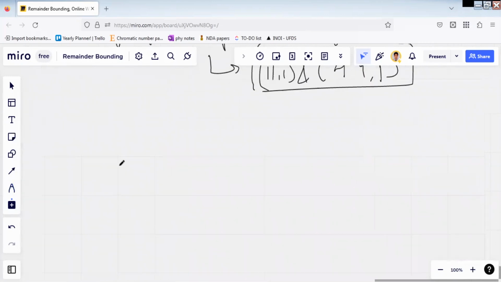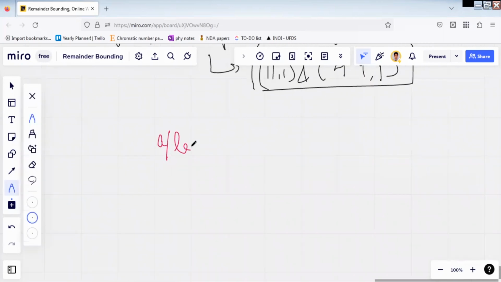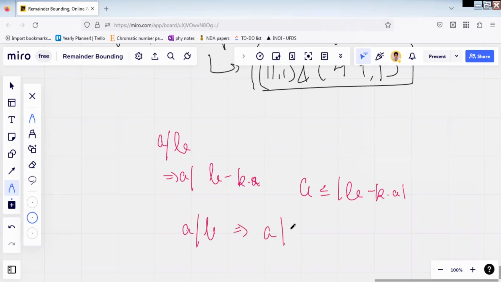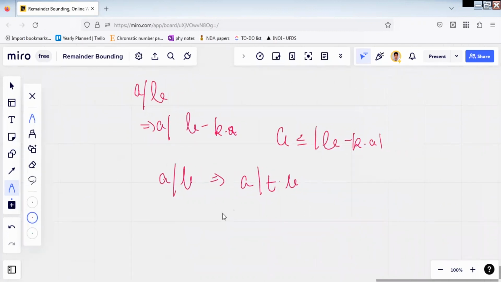So whenever you have that A divides B, then we can write this as A divides B minus KA for some appropriate value of K, which makes taking the bounds easier, such that this gives you a nice contradiction. But there is more which we can do, just as we did in this above problem. Since A divides B, this means A also divides T times B. And then you can do A divides T times B minus K times A.